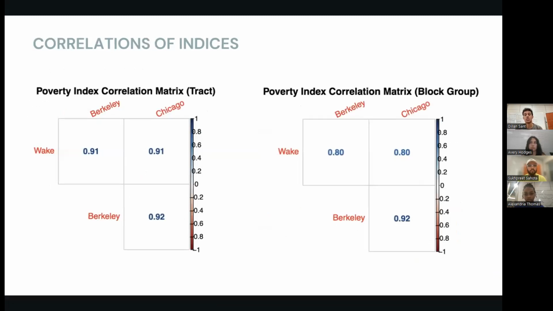And this is also supported by correlation matrices. The correlations are super high across the board, over 0.9 in most cases, saying that these indices, while calculated with different variables, more or less yield the same results.